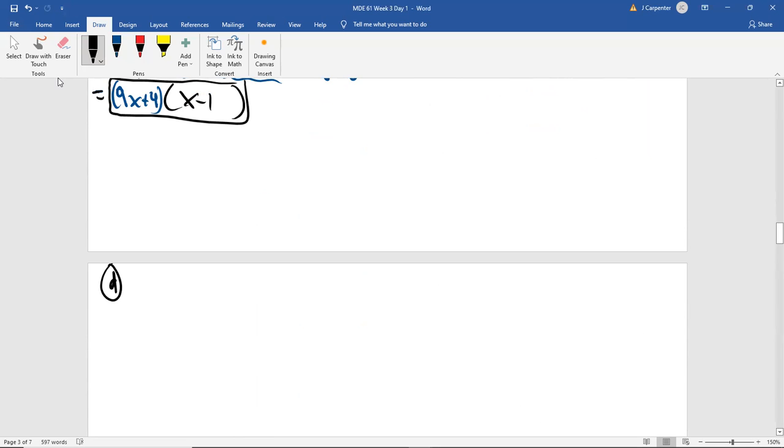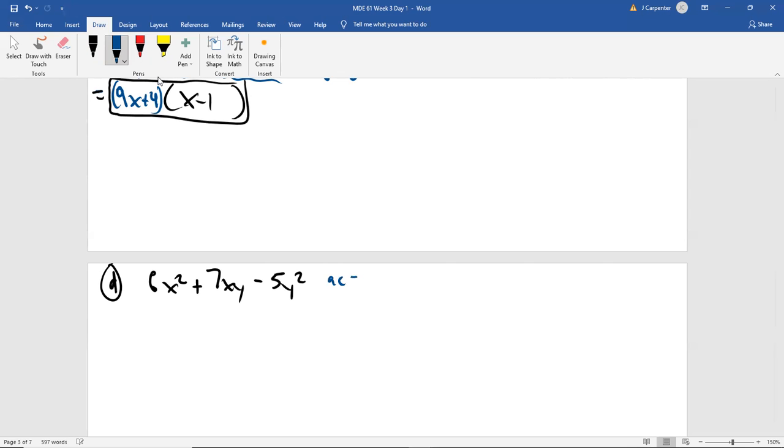Mix it up a little bit. 6x squared plus 7xy minus 5y squared. Don't worry about it. This isn't really going to change the game at all. We just got to be careful. That leading coefficient is not a 1. The fact that there's a y and a y squared in there doesn't change this at all.